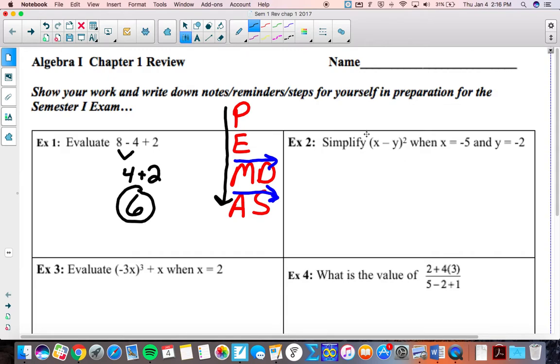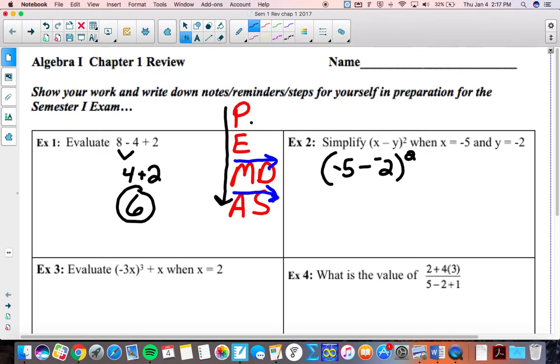Now, example number 2, we still need to follow these order of operations. Simplify x minus 2 in parentheses squared when x is negative 5 and y is negative 2. Now we need to substitute negative 5 in place of x. So negative 5 goes in place of the x. Negative 2 goes in place of the y. We still drop down the rest of the symbols, the parentheses, the squaring, and the minus sign in the middle. So now I try to simplify this expression.